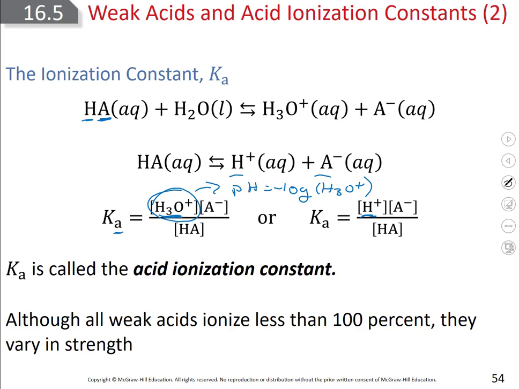So although these all have ionizations lower than 100%, they're still going to vary in strength. The higher the K value, the more the reaction is going to go towards completion, so the stronger the acid. Within the group of weak acids, they're going to be stronger if they have larger K values, because the more it's going to go towards the products, the further that reaction is going to go.